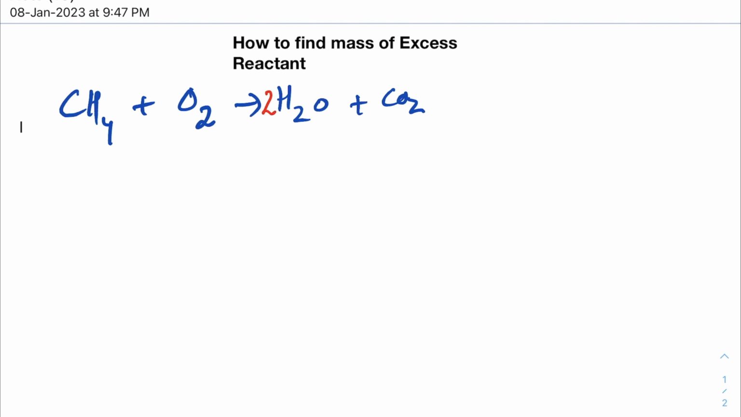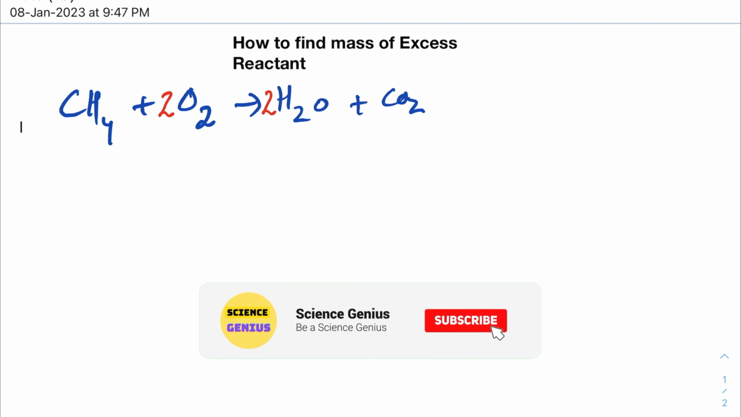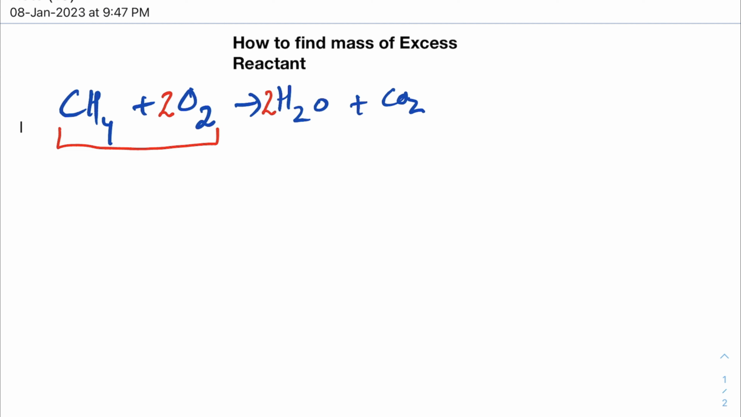So now we see that there are 4 hydrogen on the product side. Here we have 2 oxygen, and here we have 4 oxygen because we added 2 to the water. So now we are going to add 2 here such that the whole equation becomes balanced. In case of finding the mass of the excess reactant, we will only look at the reactants, not the products.